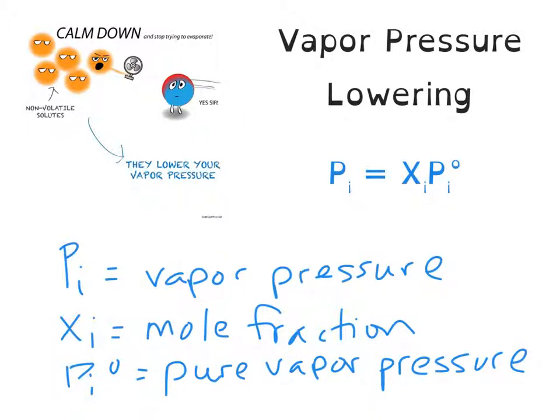The reason that they all have this little sub-i is because it's telling us that these values have to be for the same substance. So for example, if we were looking at what is the lowered vapor pressure of water when I add salt to it, I would need to look up the pure vapor pressure of water, and I would need to find the mole fraction of water in my solution, and that would give me the vapor pressure lowering for the water.